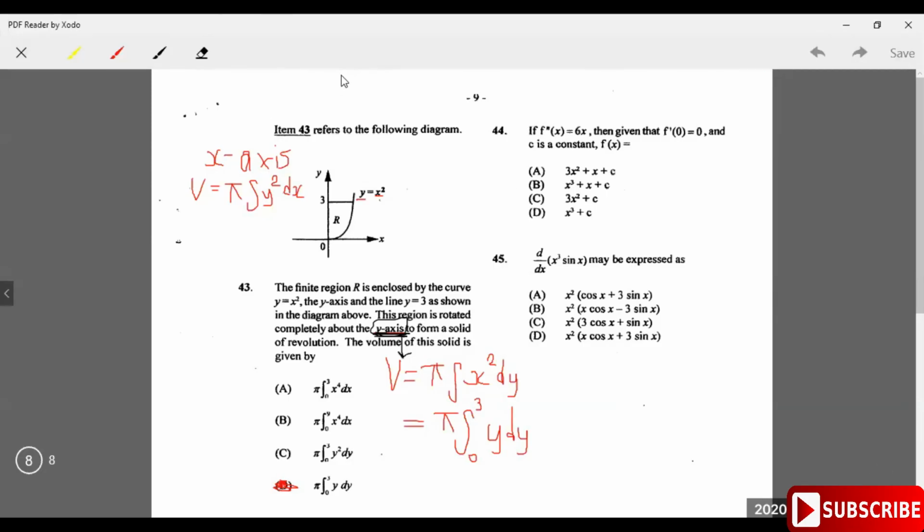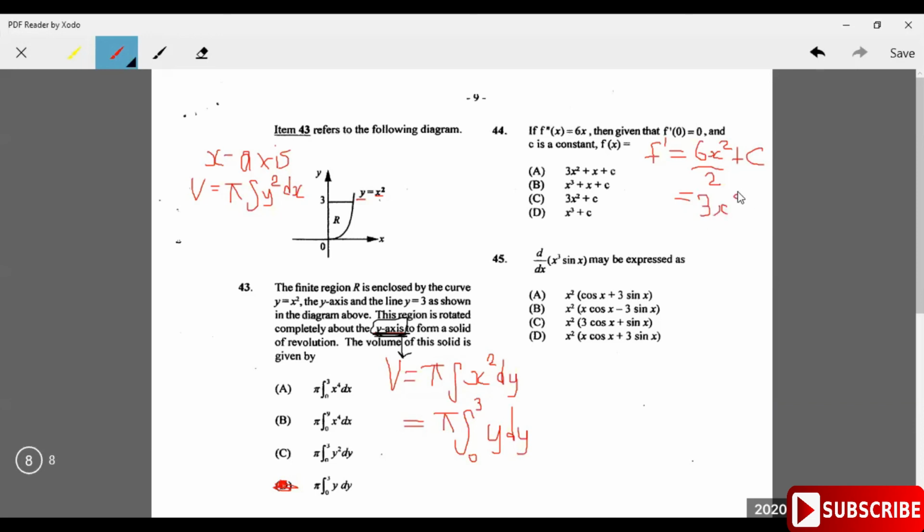All right. Question 44. Question 44 is saying if f double prime is equal to 6x and f prime of 0 is 0, find f of x. F double prime is 6x, and so f prime of x would be equal to, we integrate 6x to get add 1 to the power divided by the power, which is 6x squared over 2 plus some constant c. But this constant c is equal to 0 since f prime of 0 is 0. And so f prime is 3x squared.